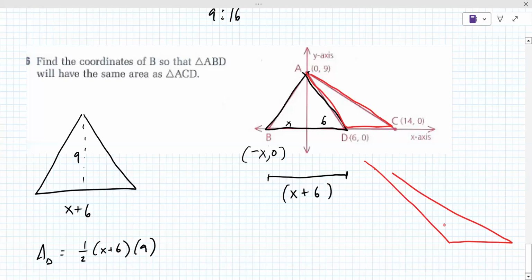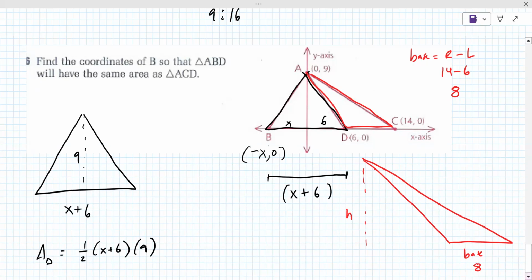Okay. Here's the other triangle. It too has a base, which we can calculate, and it too has a height. The base you can calculate as right minus left, the right value minus the left value, 14 minus 6. And what is its height? Okay. And its height is also 9.